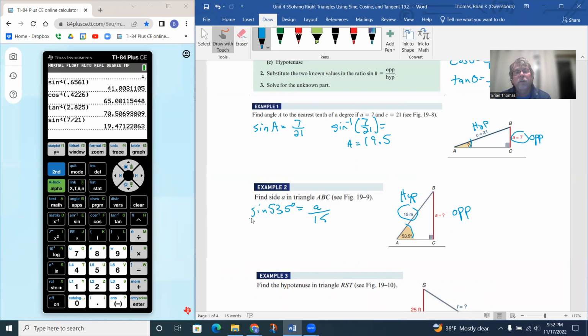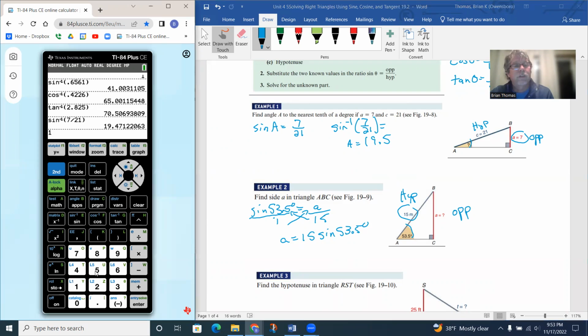Now, the easy way to do this is just make this a proportion. So put the sine of 53.5 over 1. And remember, we just cross multiply. So 1 times a is going to be a. So a is just going to equal 15 times the sine of 53.5 degrees. Remember, our mode is already in degrees, so we don't have to put that in the calculator. So all we have to do is put 15 sine and just put 53.5 in there. We don't have to actually put the degree symbol in there. It's understood to be degrees.